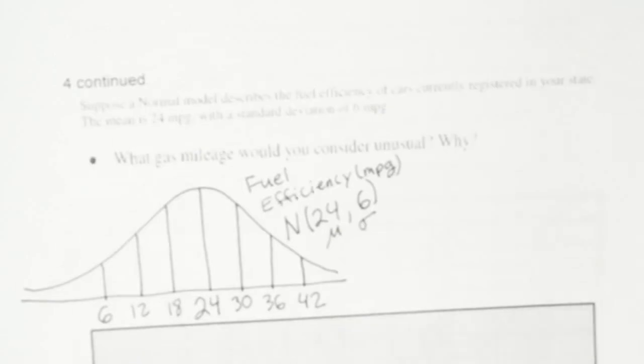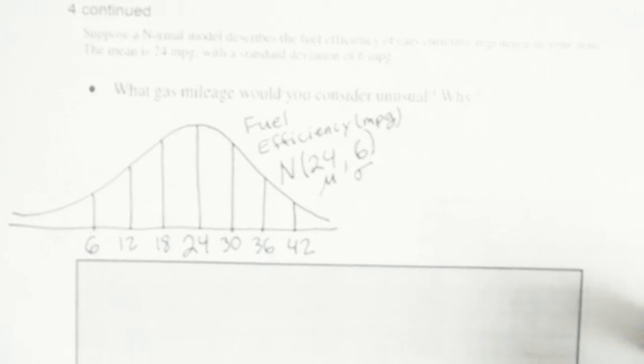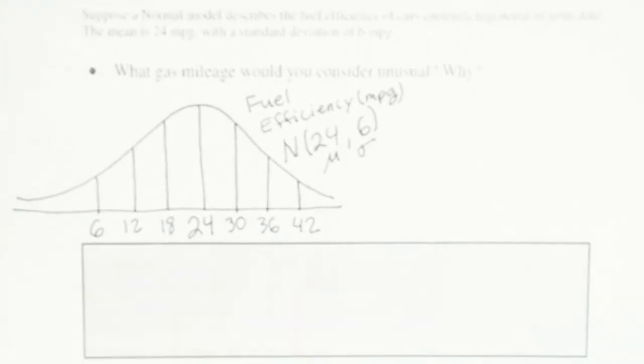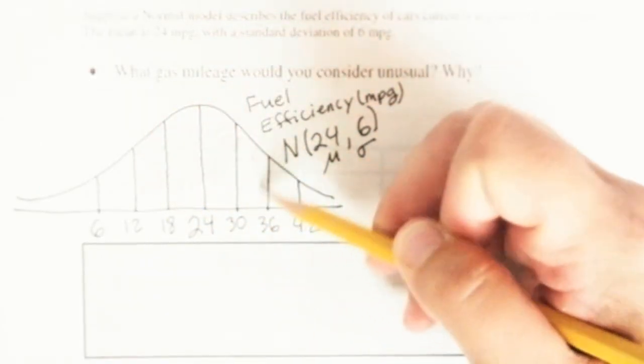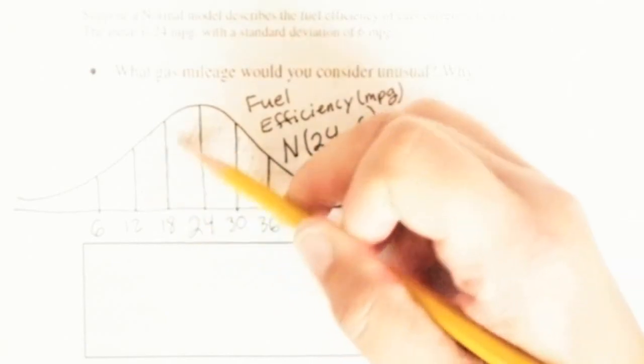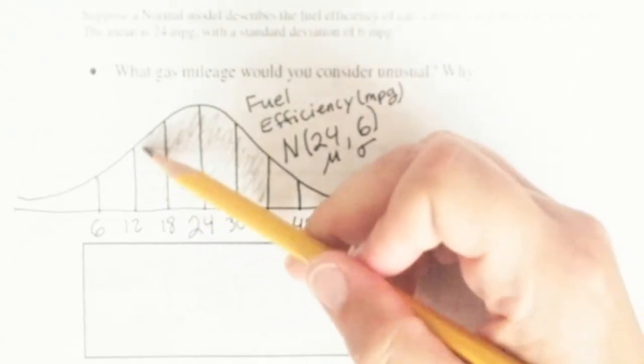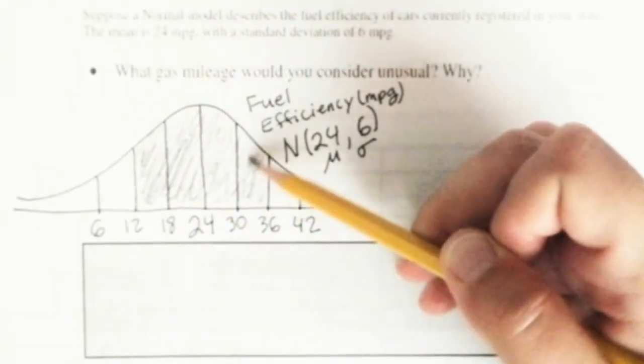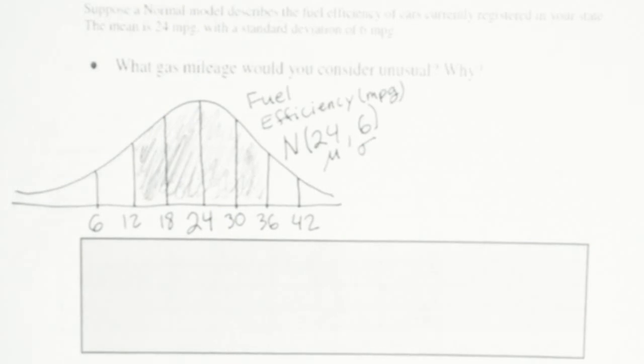And then our last question about this same scenario is, what gas mileage would you consider unusual and why? So that depends on what you consider unusual. We generally talk about either 2 or 3 standard deviations from the mean. So if 2 standard deviations from the mean is considered unusual, then above 36 miles per gallon or below 12 miles per gallon is unusual.